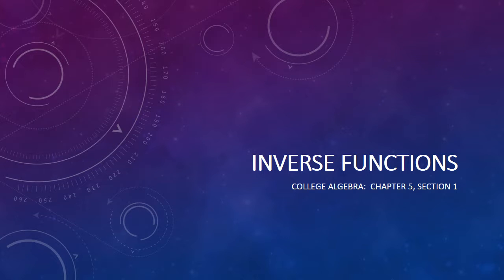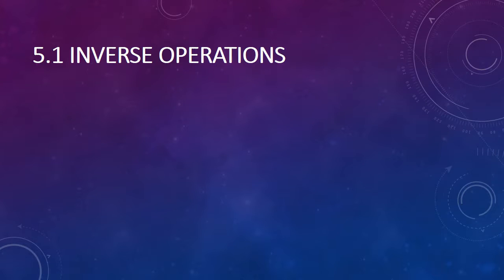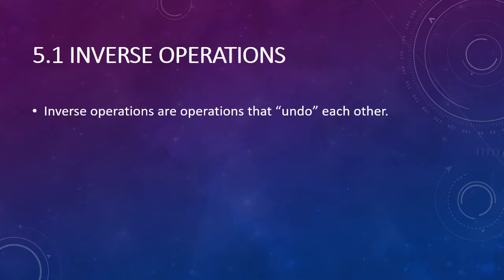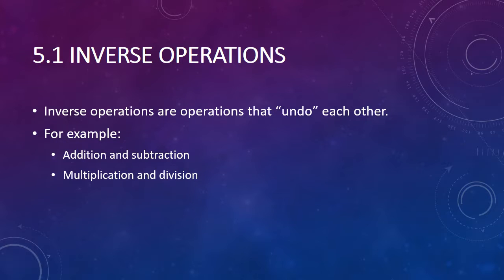College Algebra, Chapter 5, Section 1, Inverse Functions. Inverse operations are operations that undo each other. For example, addition and subtraction. If you take x and you add 3 and then subtract 3, you're right back to x again. Multiplication and division. 2 times x divided by 2 leaves you with x.